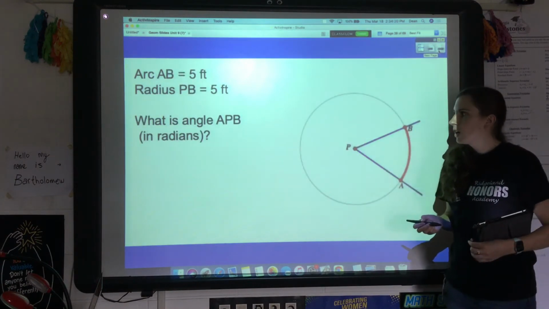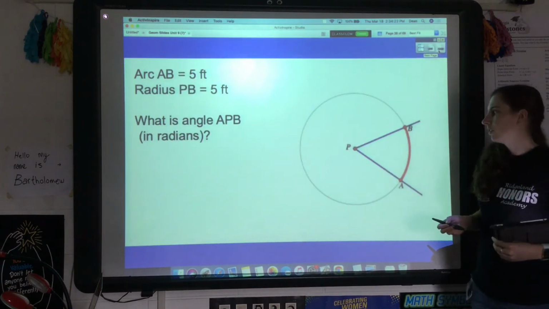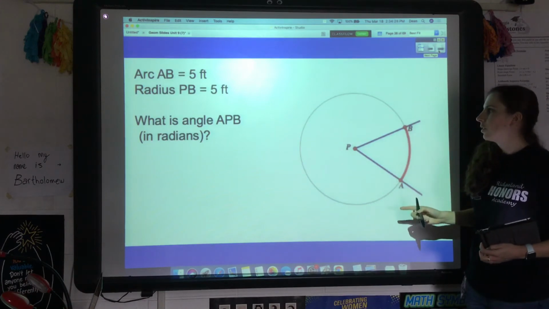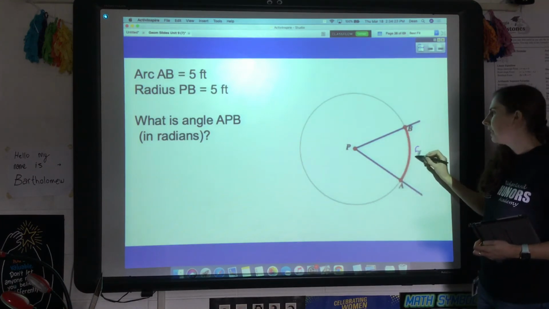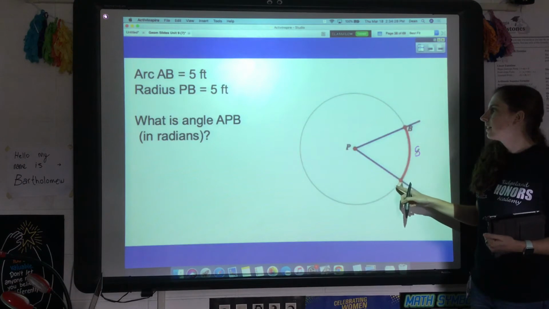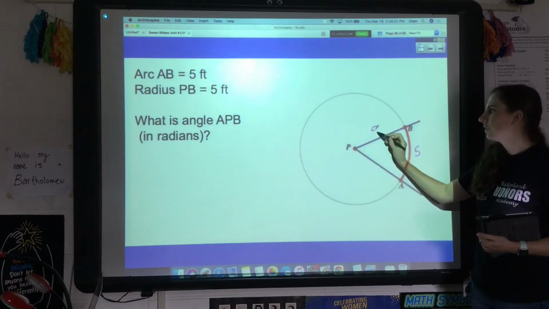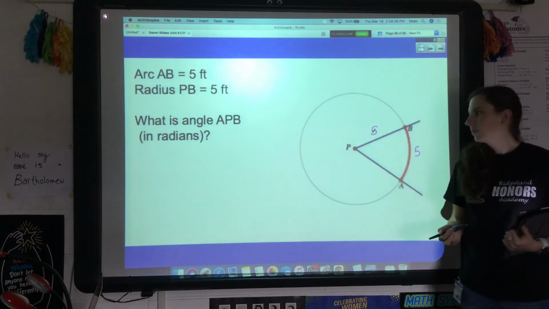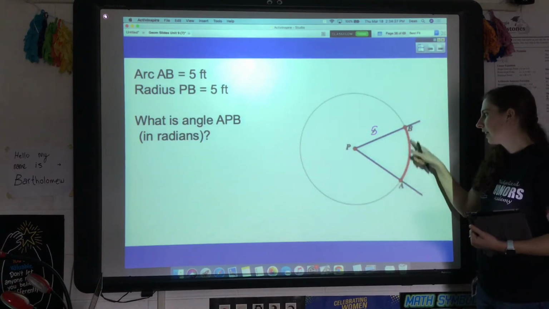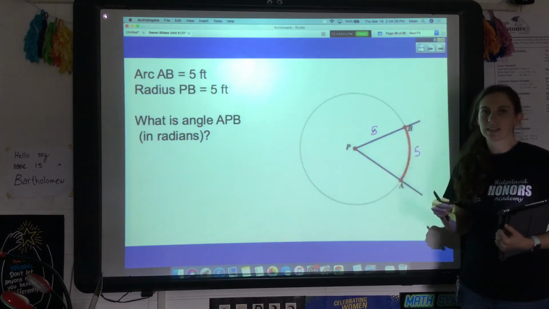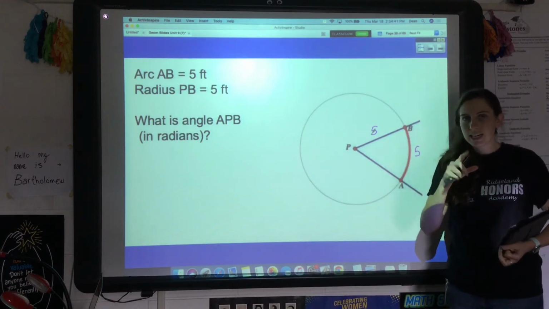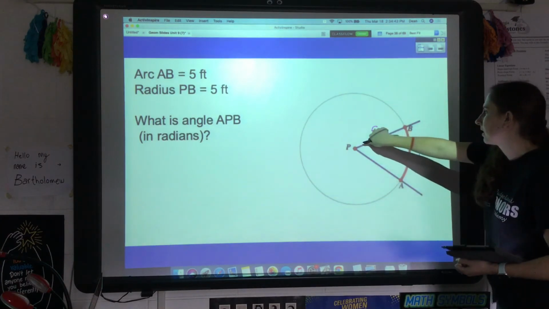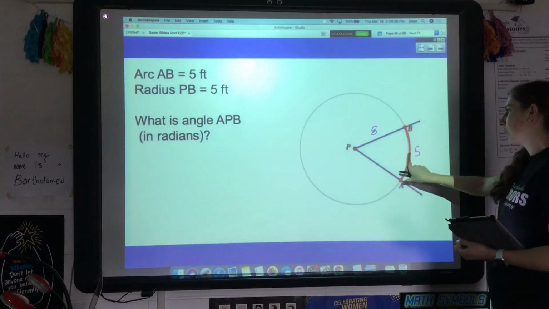All right, so keeping that in mind, let's talk about a few radian problems here. If arc AB is 5 feet and radius PB is also 5 feet, then what is this angle in radians? Well, the length of that arc literally equals the radius. And remember, 1 radian is how far the radius can go when you pick it up and put it along the circle.